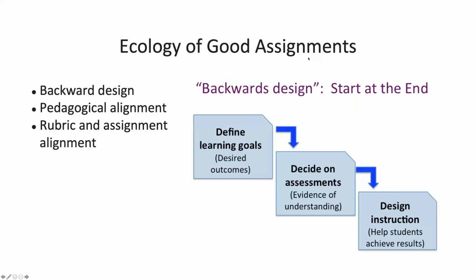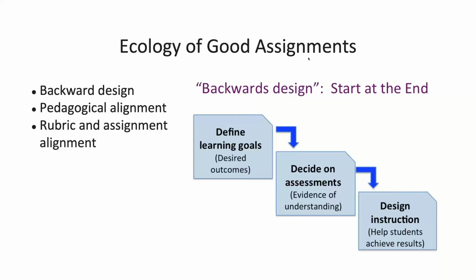So when you think of the landscape or the ecology of good assignments and where it fits in that notion, there's this idea of backward design that suggests a process for building a course, or a module within a course, where you would first define what the learning outcomes are for whatever the scope of instruction is that you're getting ready to engage in.